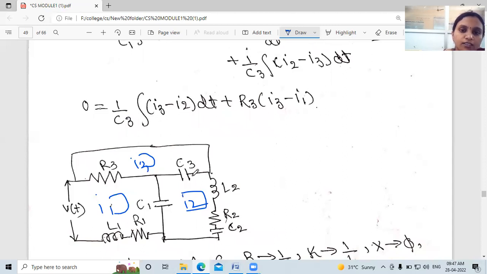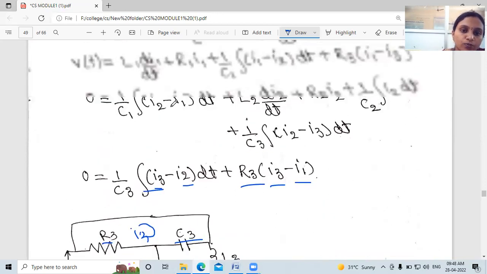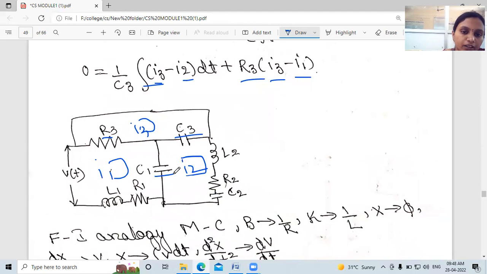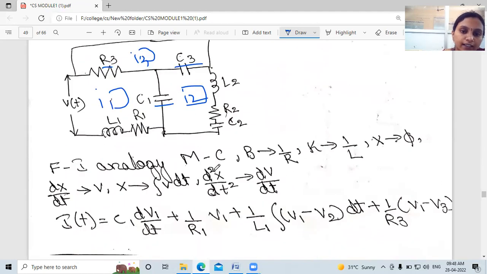So what are the elements related to I3? C3 and R3. One thing you need to observe is C3 is connected for both the loops I3 and I2. So you should write here C3. And R3 is for two loops, I3 and I1. So you should write here. And the left elements you should write here. And C1 is connected for both the loops I2 and I1. You should write in the middle.